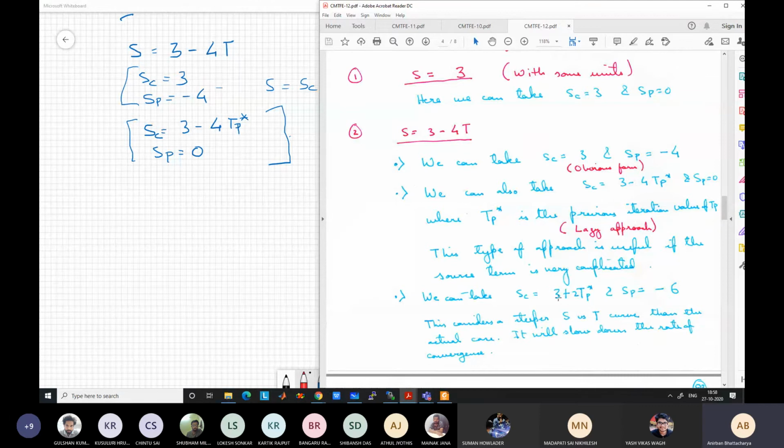I will repeat again. If I put SC is equal to 3 plus 3 TP star, SP should be minus 7. If it is 4 TP star, SP should be minus 8. So that this plus this is always equal to minus 4, as was the case here also, minus 4 plus 0. This actually artificially makes the slope more steep than the actual curve. Actual curve is a linear curve. It makes artificially a steeper slope of the line and slows down the convergence rate. So it will slow down the convergence rate, but you can still approach the correct solution.